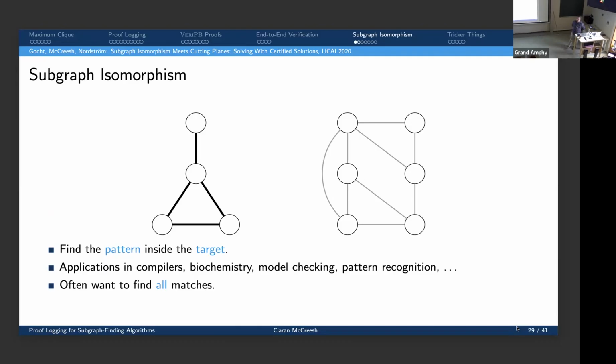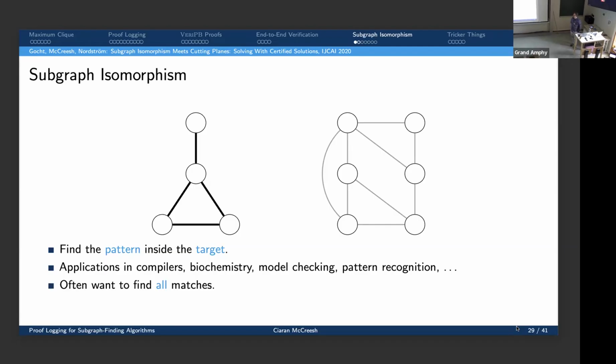Subgraph isomorphism is a bit more interesting than clique because subgraph isomorphism solvers do cleverer things. The problem is, given a little graph, which we call a pattern, and a big graph, which we call the target, find the pattern graph inside the target. This shows up in compilers, biochemistry, model checking, pattern recognition. This is a widely used problem.